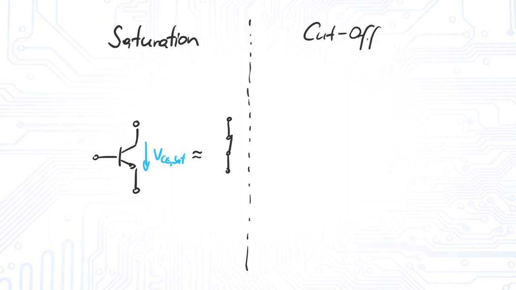In saturation, the transistor's collector emitter voltage basically equals the collector emitter saturation voltage. This voltage is small and almost constant, while the collector current can change quite a bit. Saturation is the region of operation for which the transistor behaves like a closed switch. In the cutoff region, the transistor conducts almost no current and behaves like an open switch. This makes cutoff and saturation the predominant regions of operation in digital circuits.